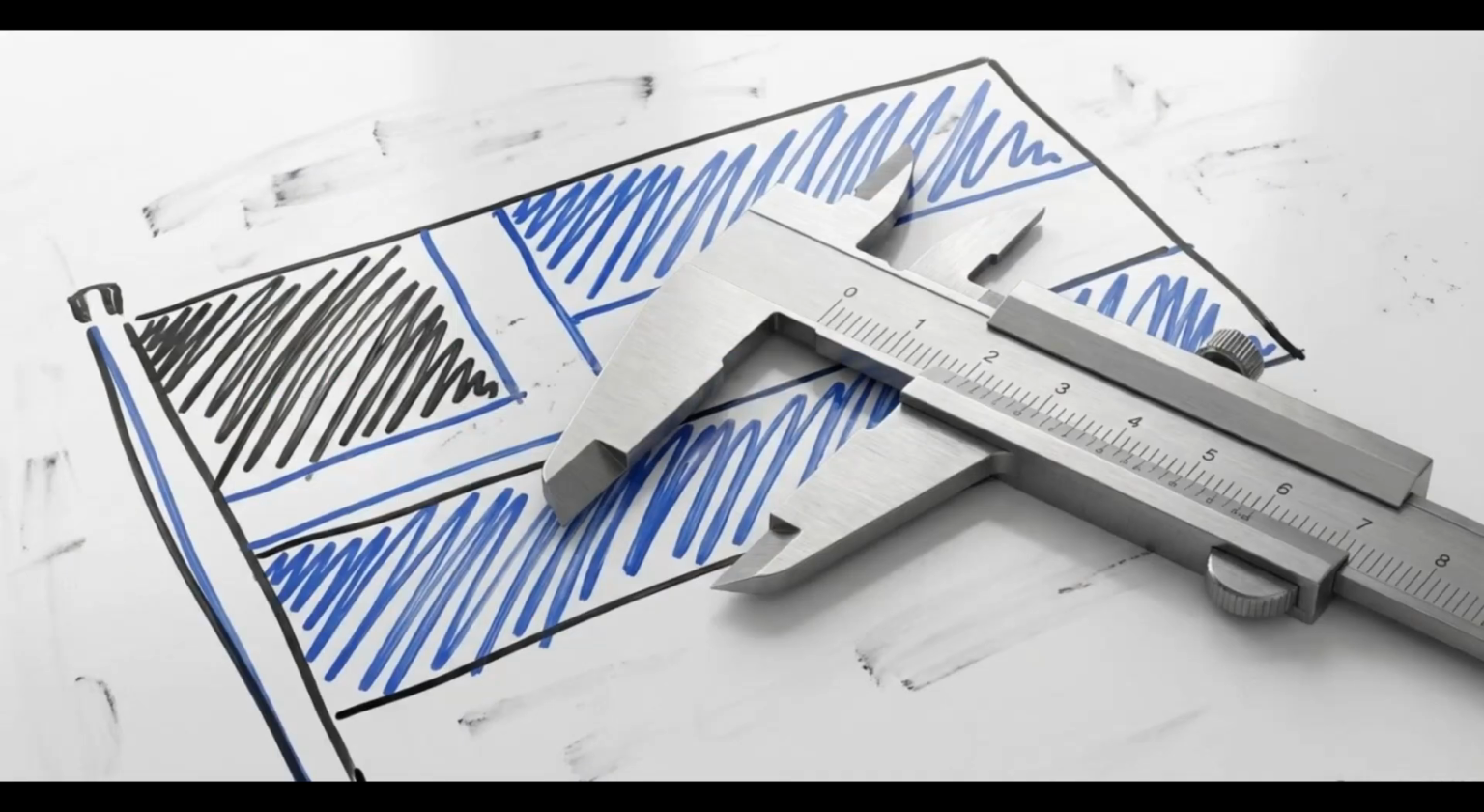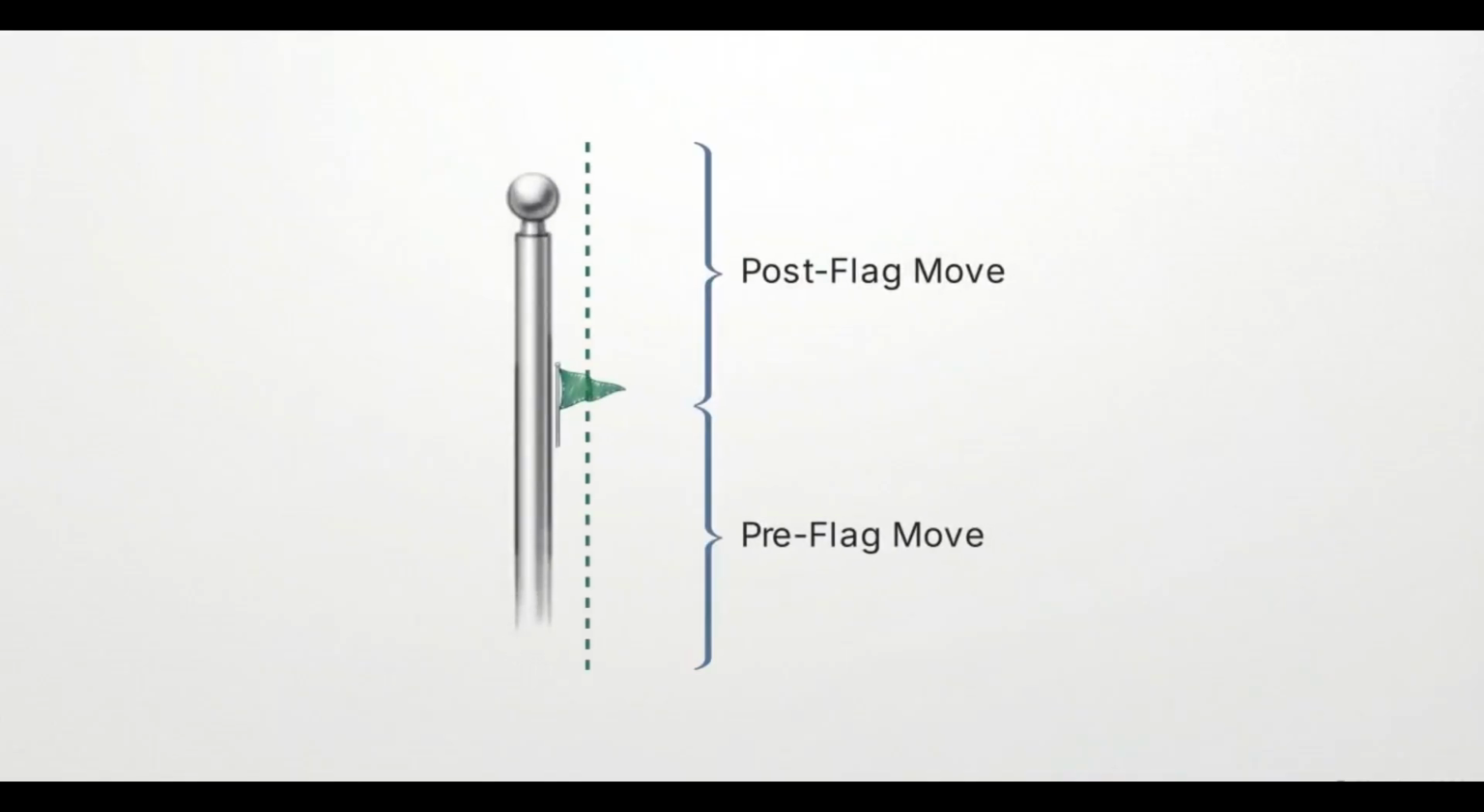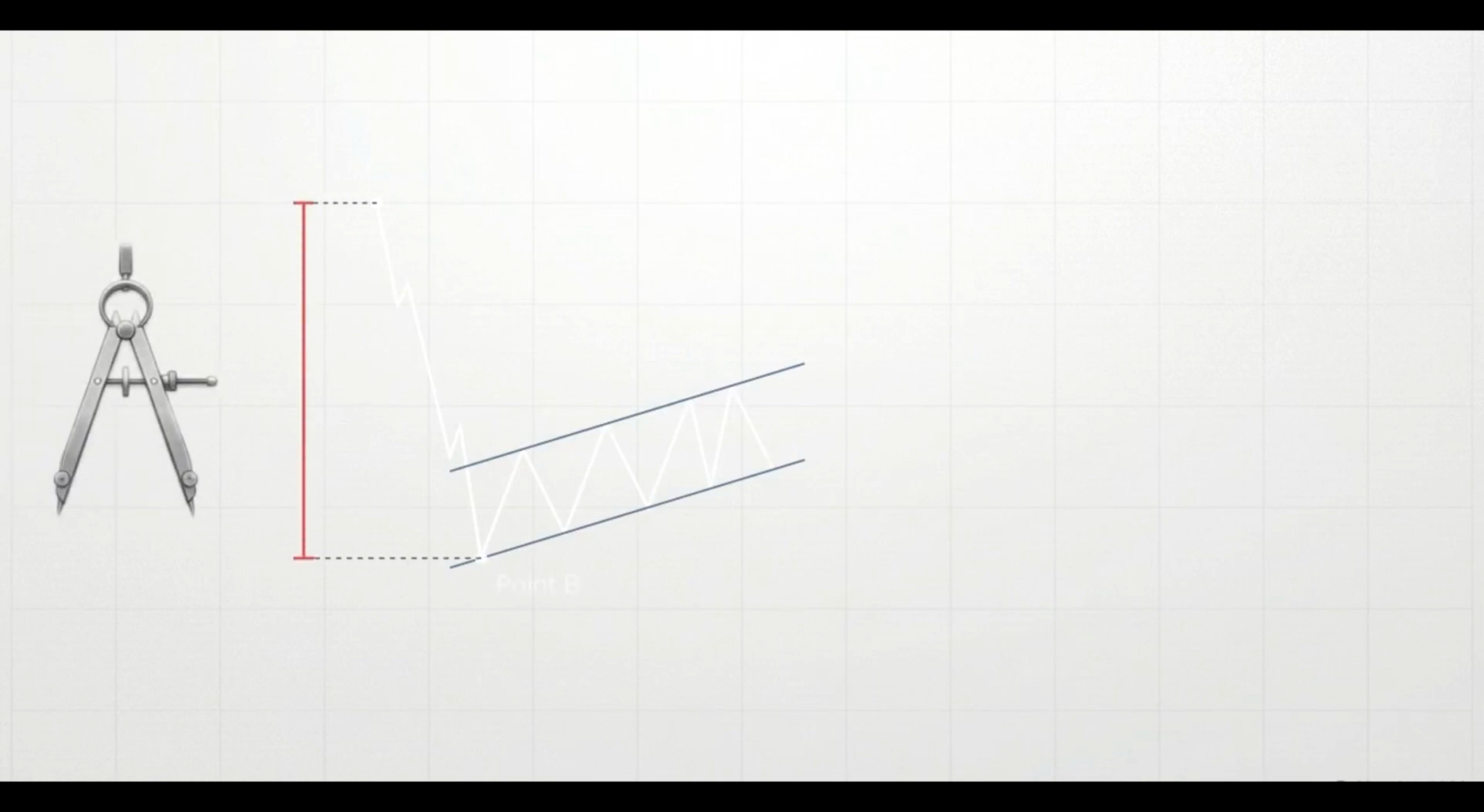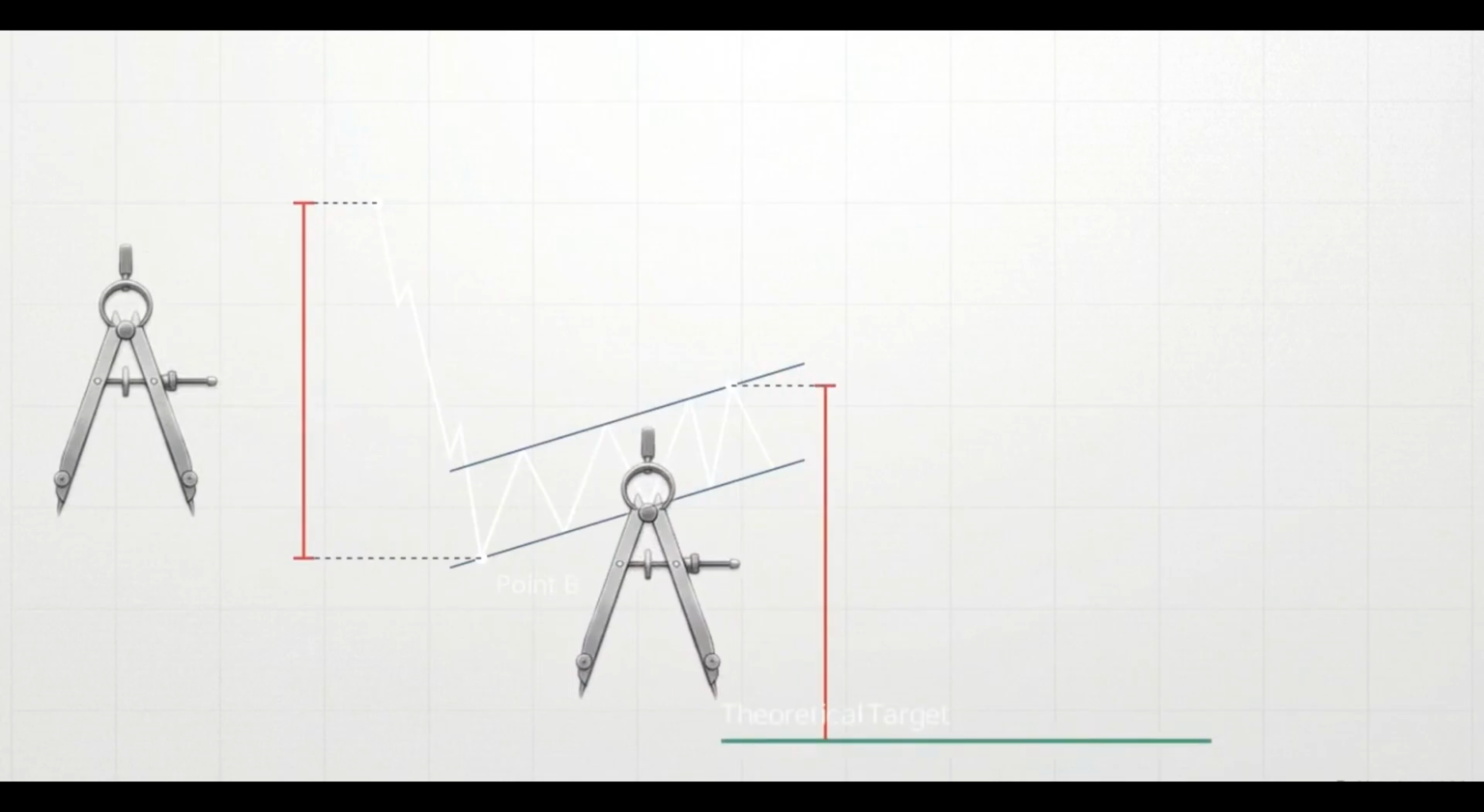Once you have a valid setup, step 3 is calculating your target. Flags act as half-staff patterns, meaning they typically form right at the midpoint of a complete price run. Measure the exact price drop from the top of the prior trend, point A, down to the start of the flag, point B. Now project that exact distance downward from the top of the flag, point C, to find your theoretical target price.